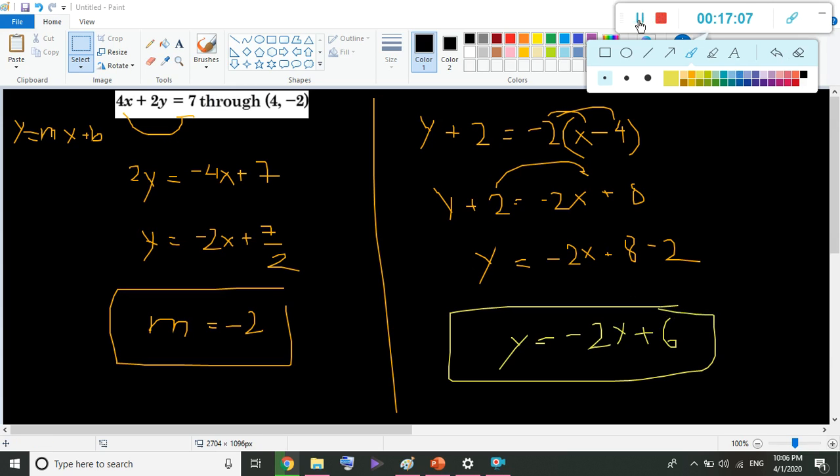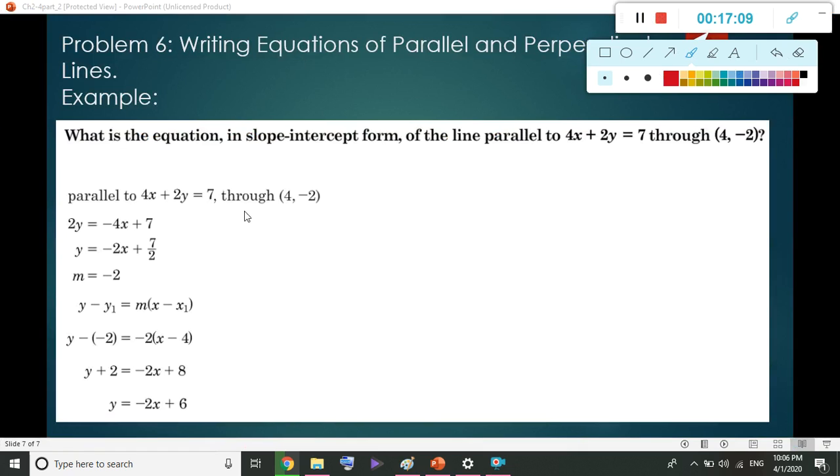Let's check our answer together. Okay, so they found m using this way. That's right, so m equals negative 2 as we got. Then they substituted the answer here. Over here they distributed them. Then they moved the 2 over there, so it's going to be negative 2x plus 6 as we got.